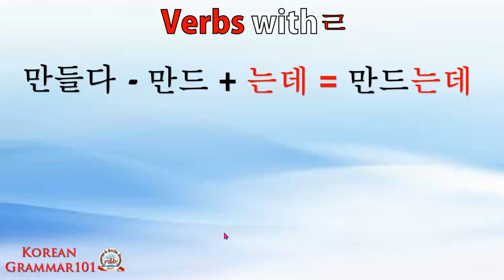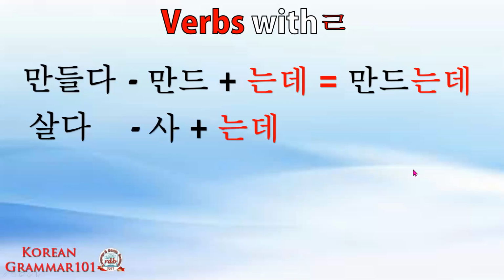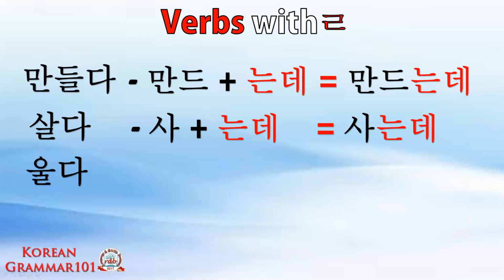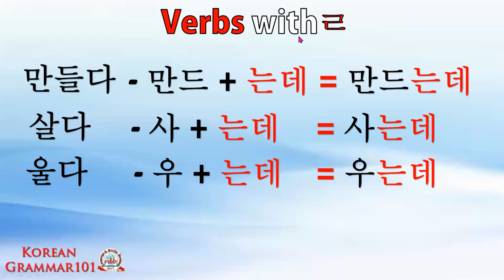Okay, another example is salda. Salda is a verb that means to live. So again, we need to drop this da or the verb stem. The remaining word is sal. It has batchim riul. The riul here will be erased, so it becomes sa plus nunde. The conjugated form is sanunde. The next one is ulda. Ulda is the verb that means to cry. So again, we need to drop the da, the verb stem of the verb. The remaining word now is ul. So again, it has batchim riul. It will be erased. It becomes u plus nunde. The conjugated form now is ununde.